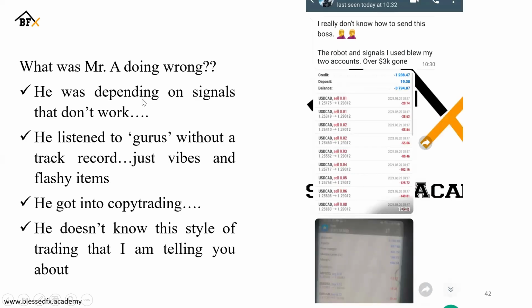And this is Mr. A. What is he doing wrong? He was depending on signals. You can see what he said. He said, the robots and signals I used blew my 2 accounts. Over $3K gone, right? You can see right here, over $3K gone. Do you understand? I just needed to show you what exactly is happening here. You can see the deposit, the credit balance, negative $3,000.